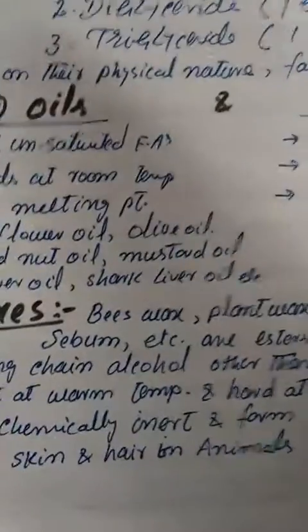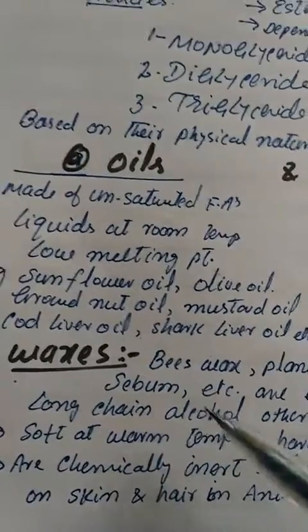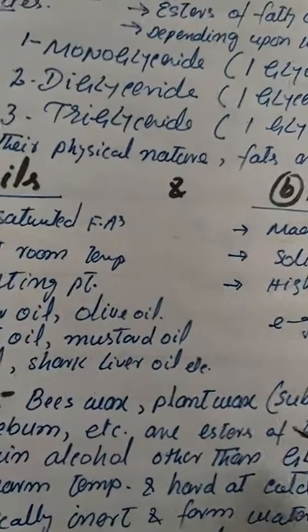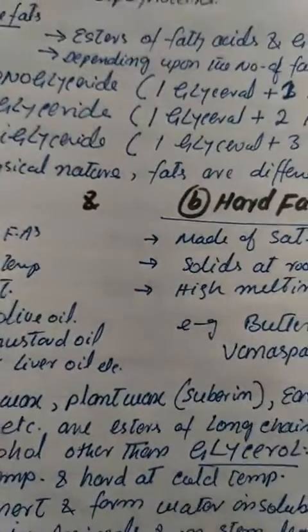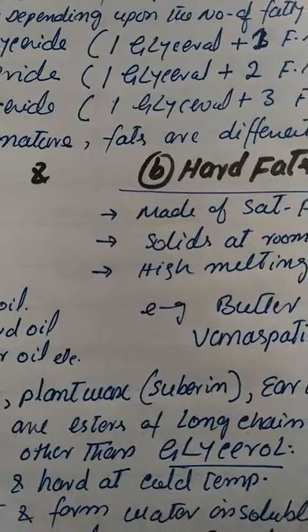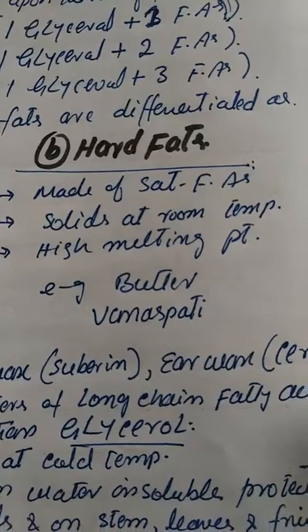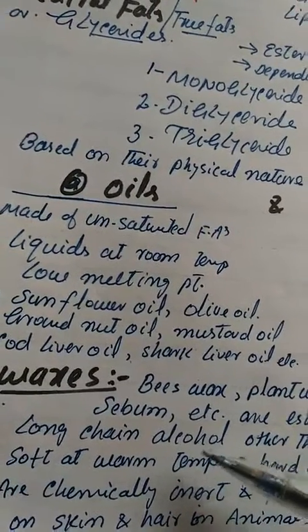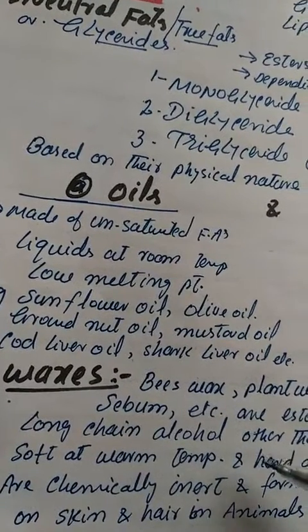Now, the second type of simple lipids are called waxes. For example, beeswax, plant wax found on the plants, which is also known as suberin, or earwax. In human beings, we see wax in the ear, which is also known as cerumen, which is a type of wax. Similarly, sebum, secreted from the skin, is also a type of wax, a simple lipid, etc.